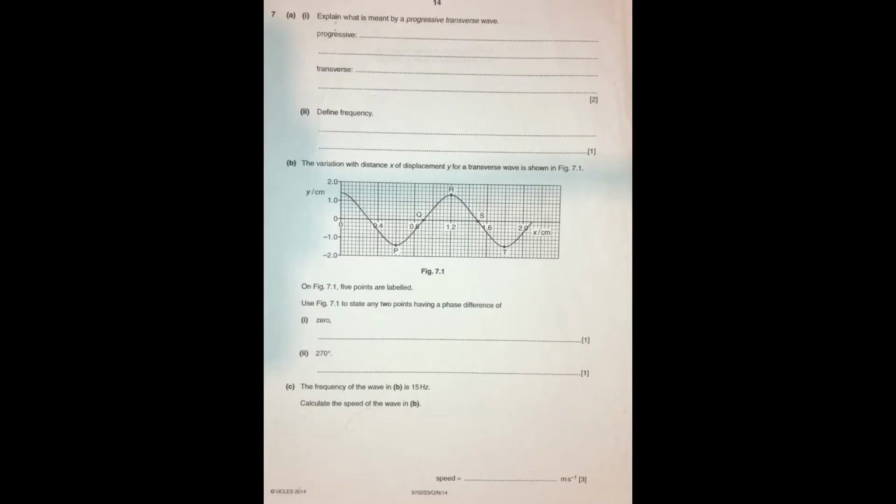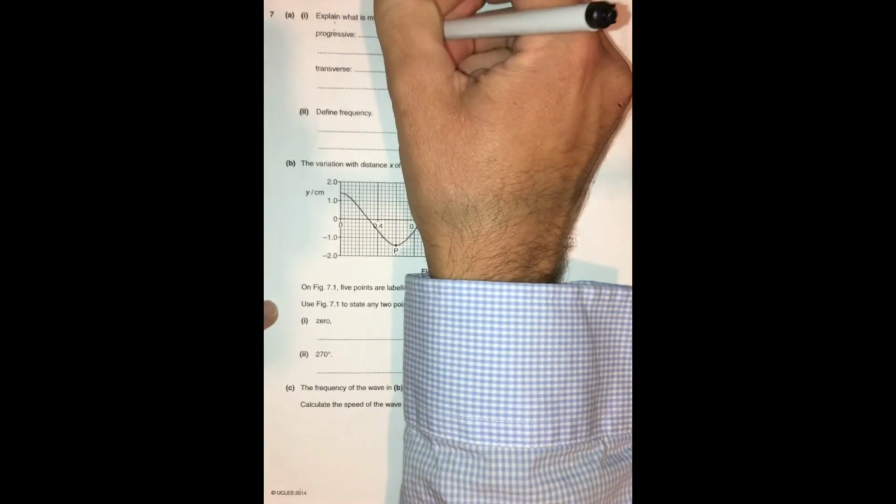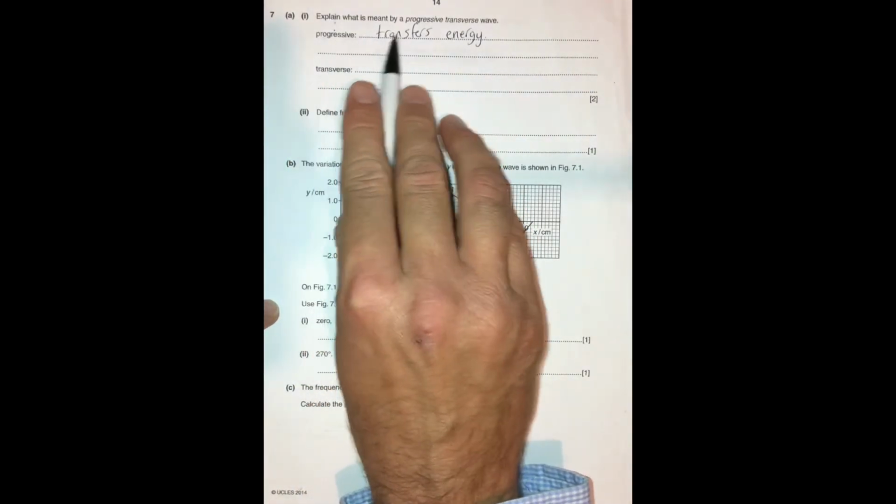So when we talk about a progressive wave, those are the waves we've been studying. We haven't studied standing waves yet. A progressive wave is just one that is transferring energy from one place to another. A standing wave, as the name implies, is stationary, and so it doesn't transfer energy. I'm just putting the key idea down, but you would want to write a complete sentence: a progressive wave is one which transfers energy from one place to another. The key idea is that progressive waves transfer energy, whereas stationary waves do not.